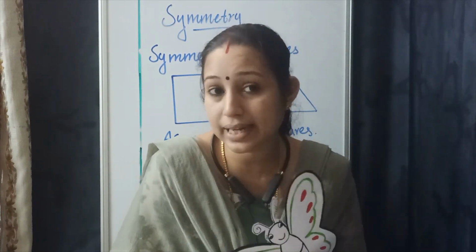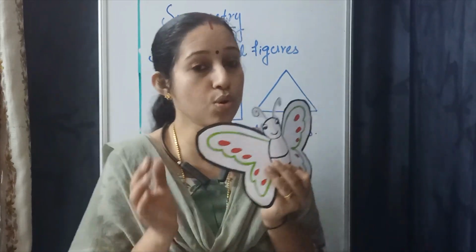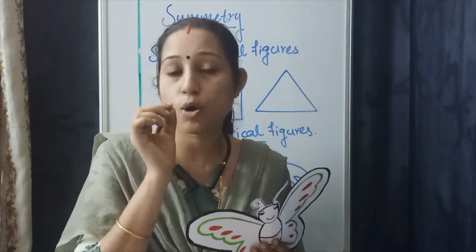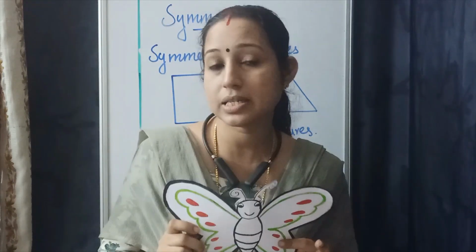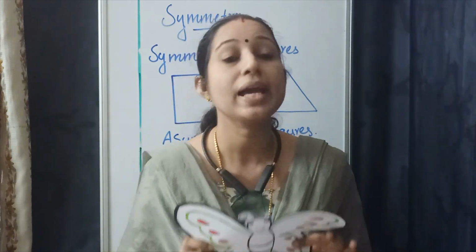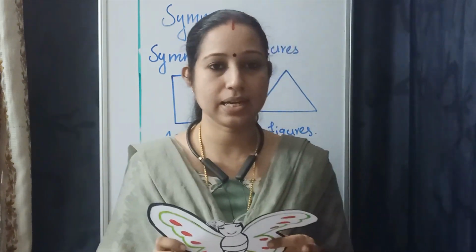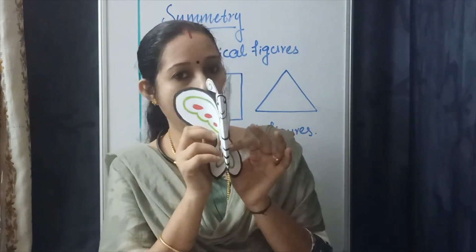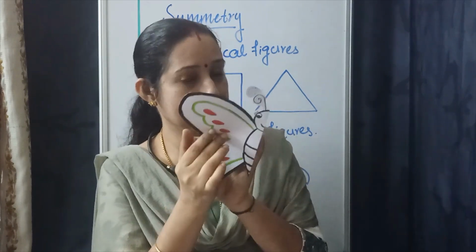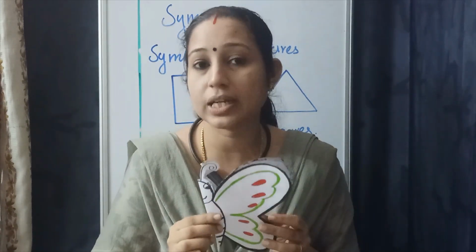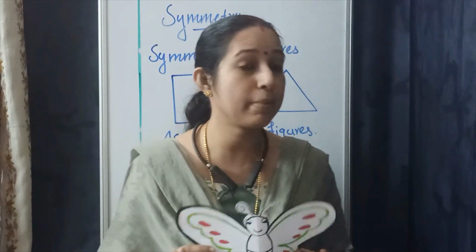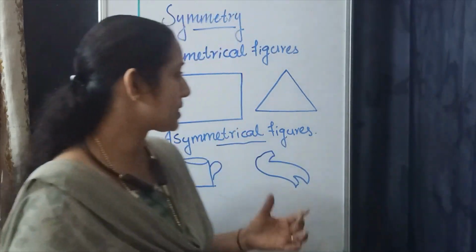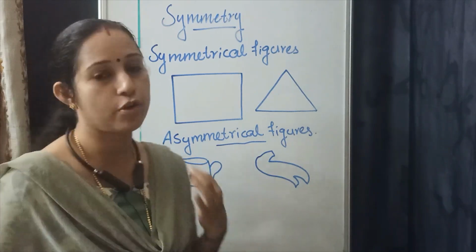What are symmetrical figures? When two halves of a shape or an object are exactly the same, such figures are called symmetrical figures. We can see so many symmetrical figures in our surroundings. Yes, our blackboard, this whiteboard, is an example of a symmetrical figure.